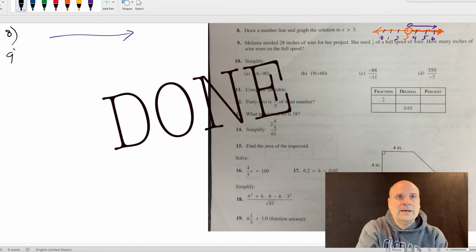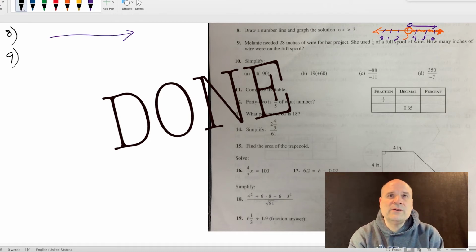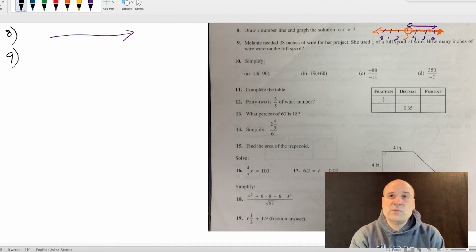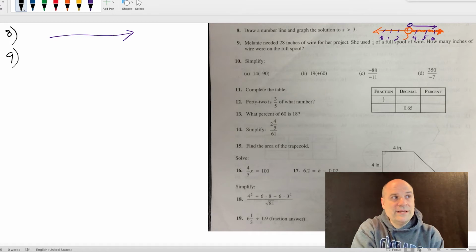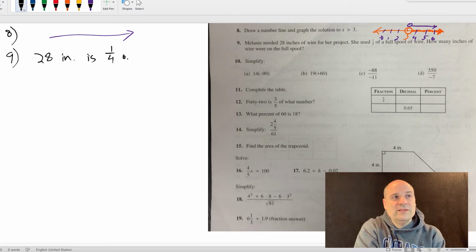Number 9, Melanie needed 28 inches of wire for her project. She used 1/4 of a full spool of wire. How many inches of wire were on the full spool? So we're saying that 28 inches was 1/4 of the full spool. So how do you say 28 inches is 1/4 of the spool in math?